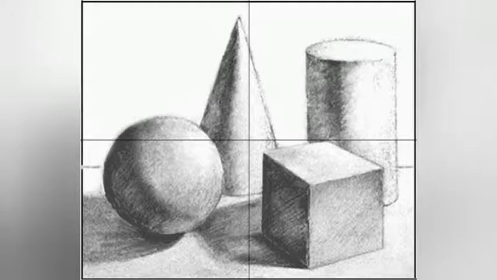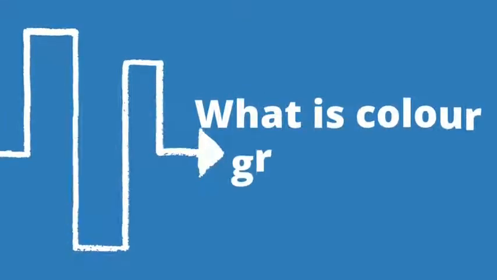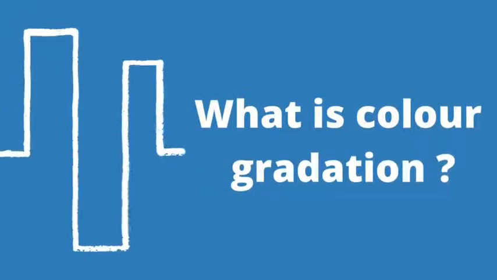So now let's go over to color gradation. What is color gradation? Color gradation simply means the transition from one hue or from one color to another color, but of a different shade. It could be lighter or it could be darker.